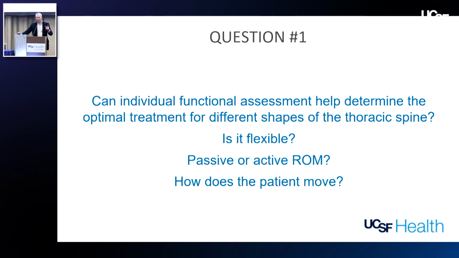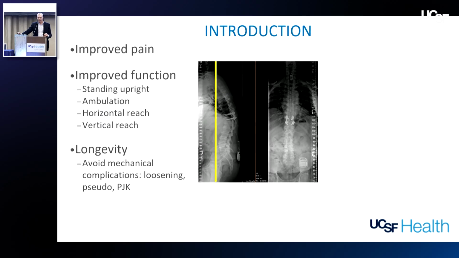And to Mo's question, I wonder where you got that question from. Is it flexible? Is it passive or active range of motion that we're dealing with? And then the third question is, how does the patient move? Really what I'm trying to get at is, how does the patient bend forward and backwards? What are the hips like?